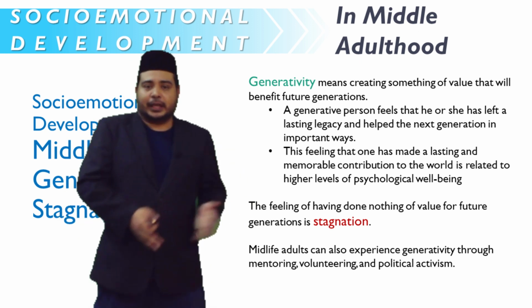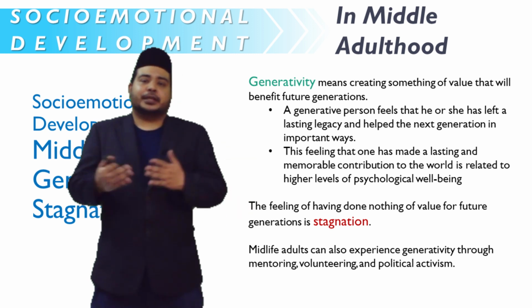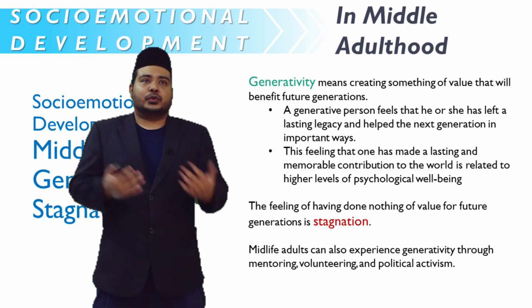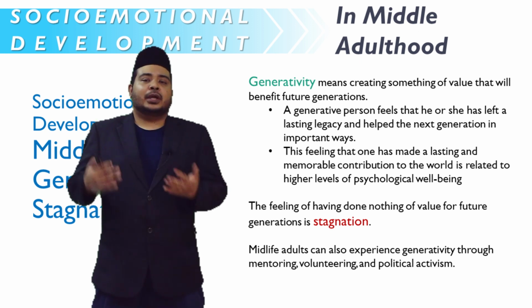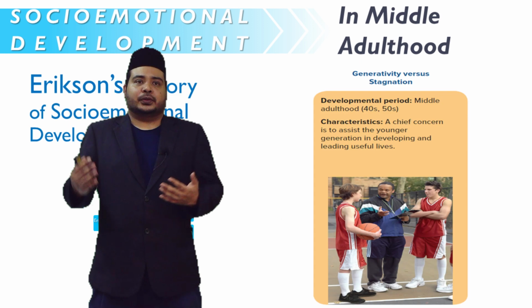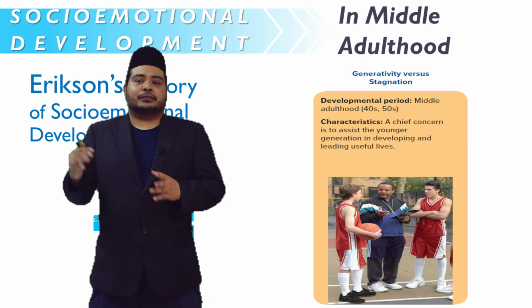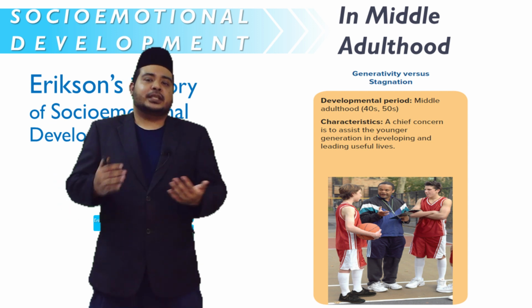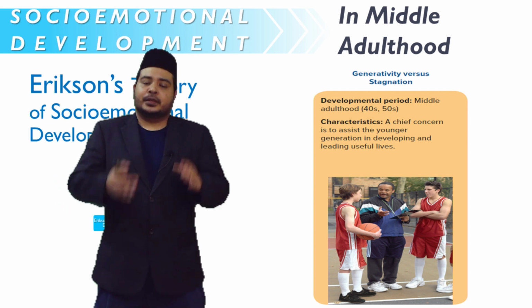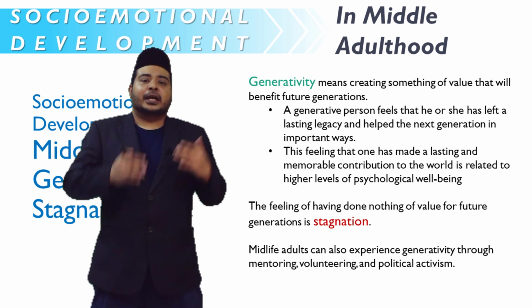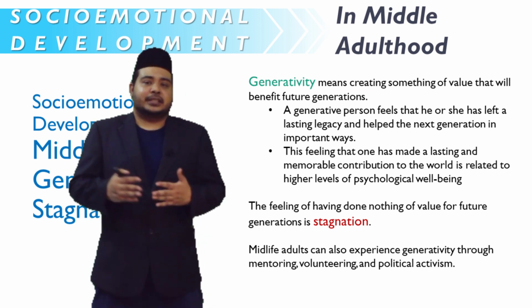So we just looked at emerging adulthood as well as early adulthood. So what happens in terms of our social development when we reach the age of 40 to 50 years old? We come to the next phase of development, which is middle adulthood. In this aspect, Erikson discussed the issue of generativity versus stagnation.